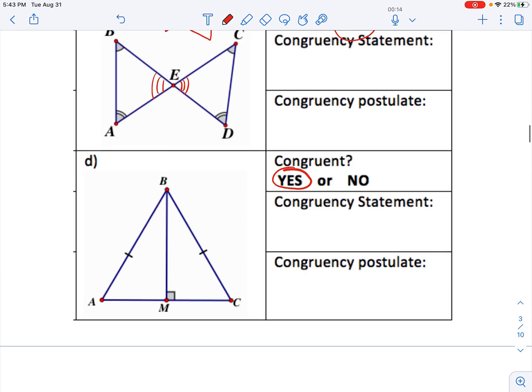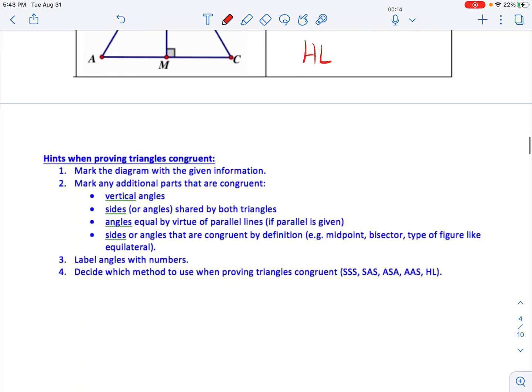And you'd be right. Yep, we've had this before where there's this reflexive business here, and now we do actually have HL. These are right triangles, and these are the hypotenuses, and the other thing shared is a leg, so we have hypotenuse-leg. So triangle ABM is congruent to CBM. Again, it's not twisted. M goes with M, B goes with B.